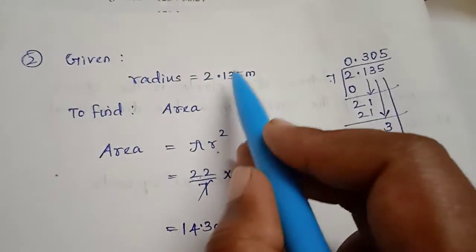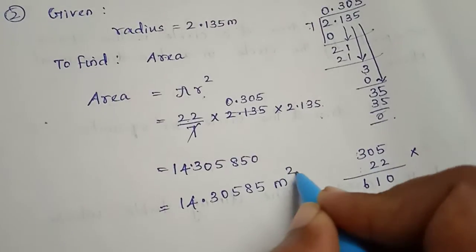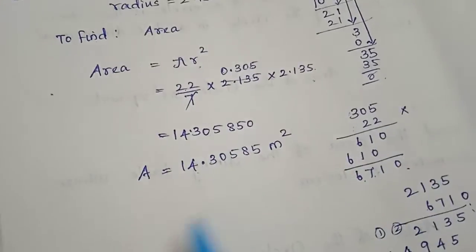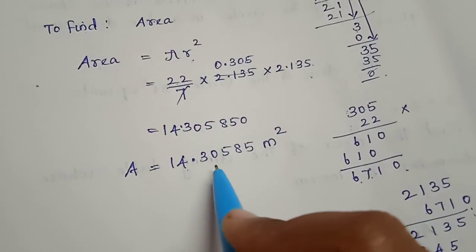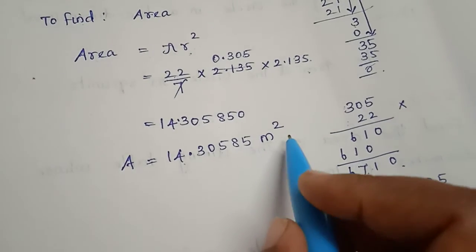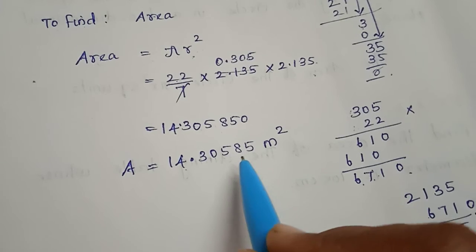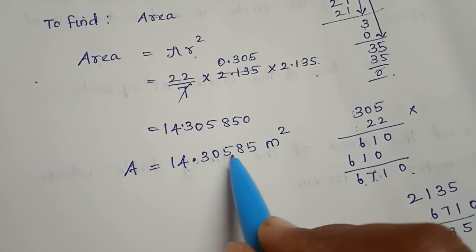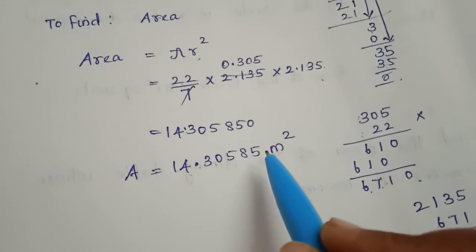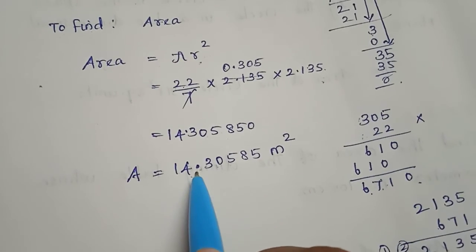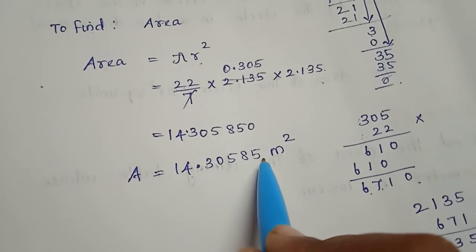And here the question is given in meter. Therefore we'll write the answer as meter square. Therefore area equal to 14.3055 meter square. After a point we have to say the numbers individually. You cannot say 14.30,55. If you say, it is wrong. We have to say 14.3055. Okay.